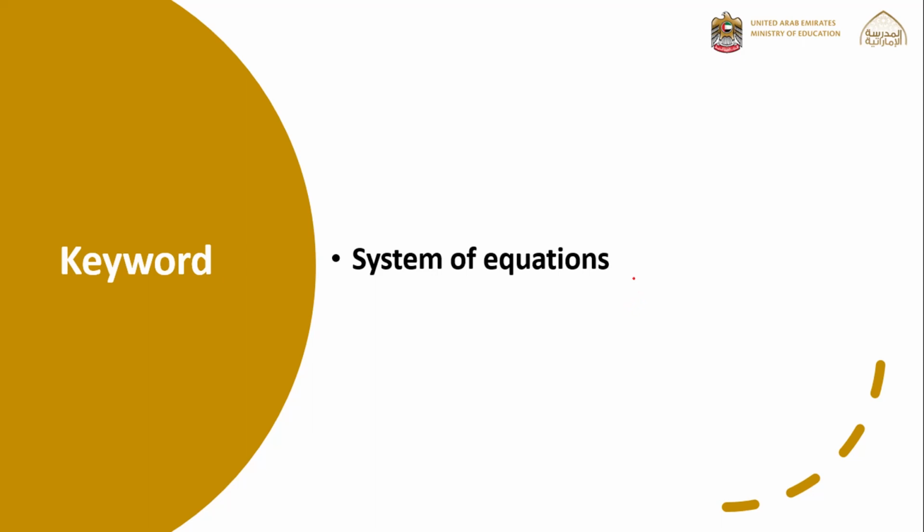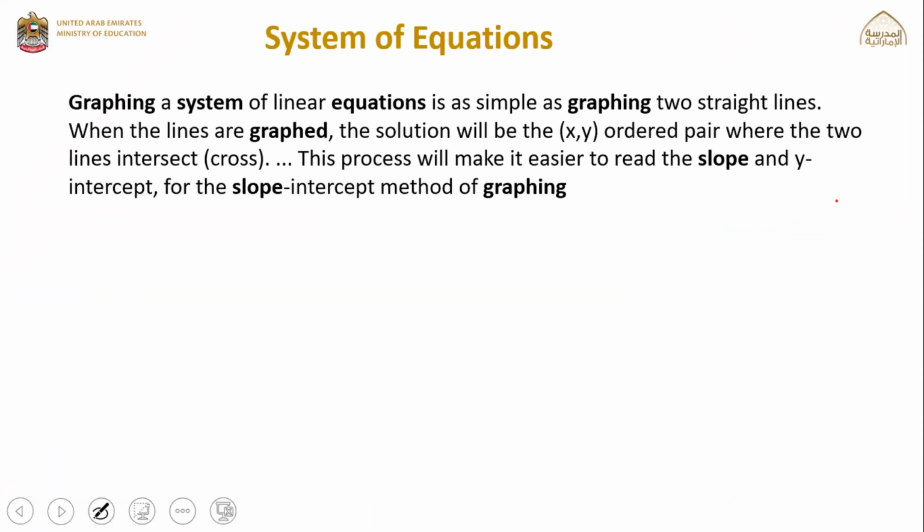A system of linear equations is when we have two or more linear equations working together. So we'll go into detail in the lesson. When you're asked to graph a system of linear equations, it's simple. You will be getting two straight lines. If the two straight lines intersect each other, you'll be getting a solution x, y.